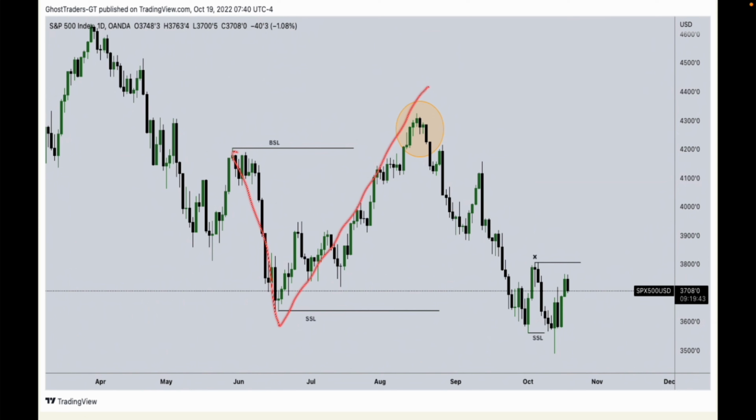Okay, so we have this high here being taken out. So when price takes out this high here, two things can happen. Either we're going to have price continue to push up, which is going to be our continuation, or we're going to have price push down. But when price pushes down, it's not going to break any structure.